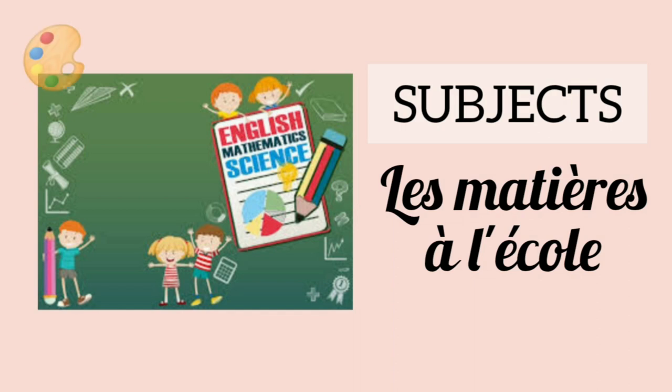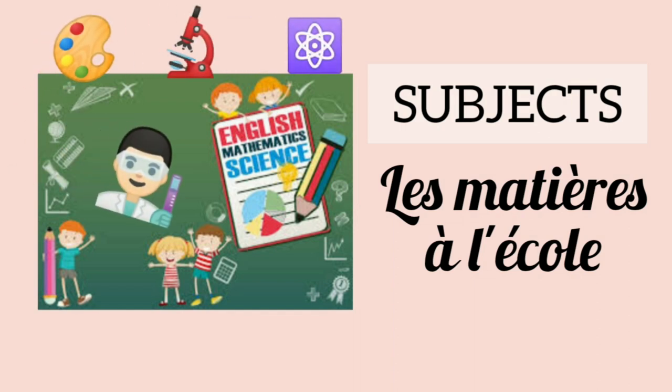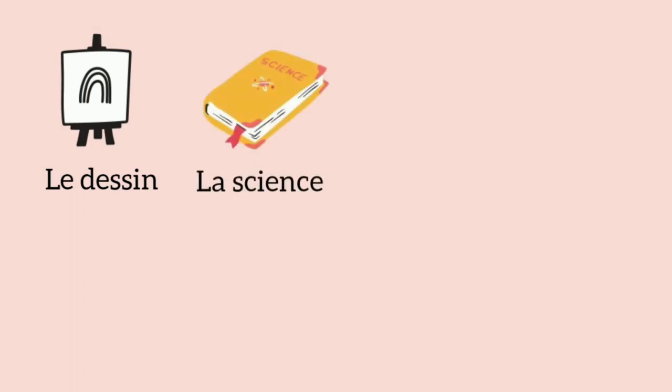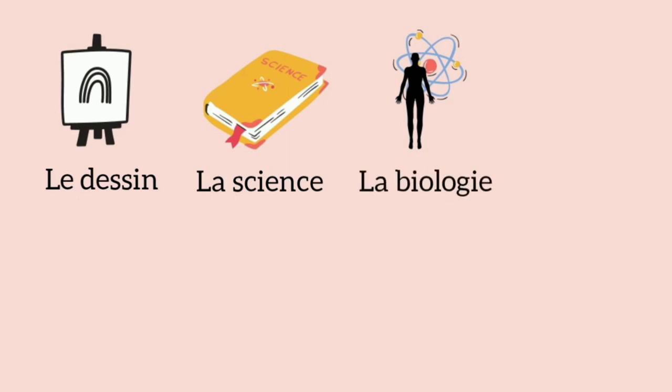For example, there is drawing, sciences, chemistry, physics, biology. Yes, there are also subjects like dance. Then languages we study. Okay, so drawing in French is called le dessin. If you are studying sciences, so it will be called la science. Okay. And if you're talking about biology in particular, so it will be la biologie.